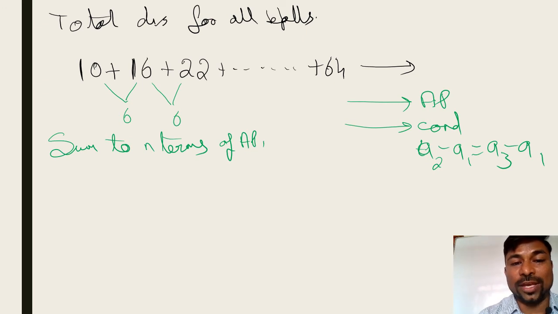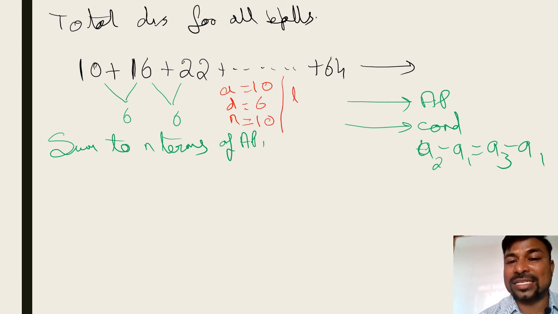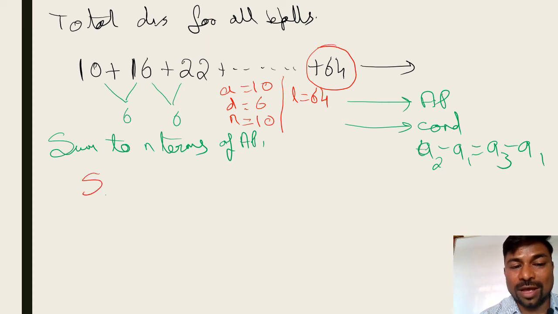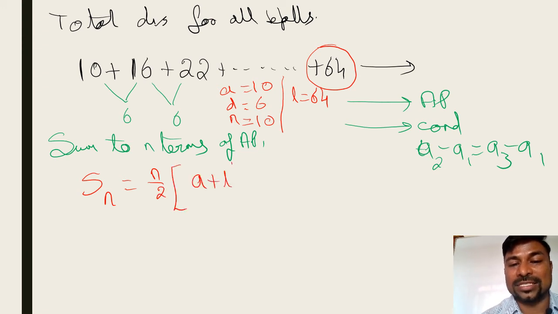Now straight away you can say what the values are here. A is equal to 10. Very good. D is equal to 16 minus 10, it's nothing but 6. And in the question itself, n is equal to how much you got? 10. And the very important part, the last term l equals 64. Why? Because this is the last term. Now when we know the last term, the formula we are going to use is n by 2 into a plus l. This is the tricky one.